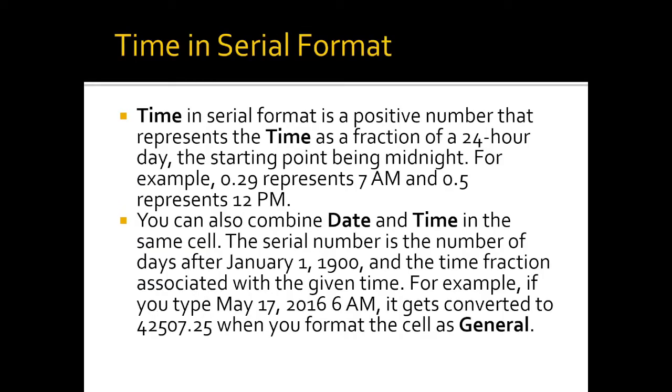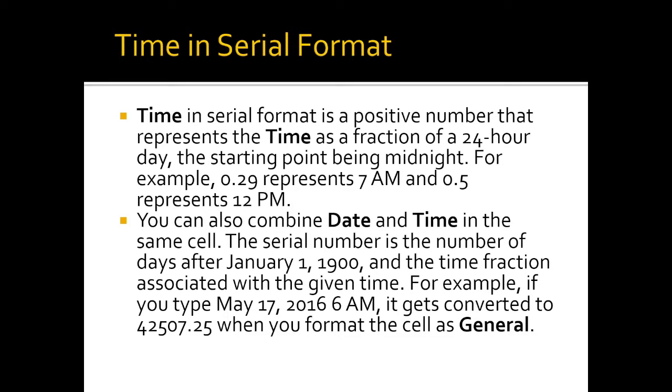Time in serial format. Time in serial format is a positive number that represents the time as a fraction of a 24-hour day. The starting point being midnight. For example, 0.29 represents 7 a.m. and 0.5 represents 12 p.m. So 0 represents 12 midnight.